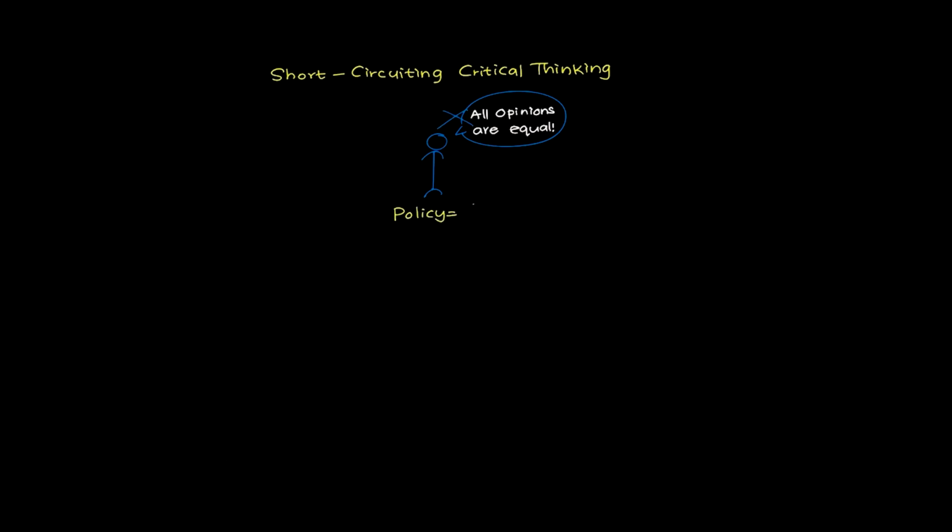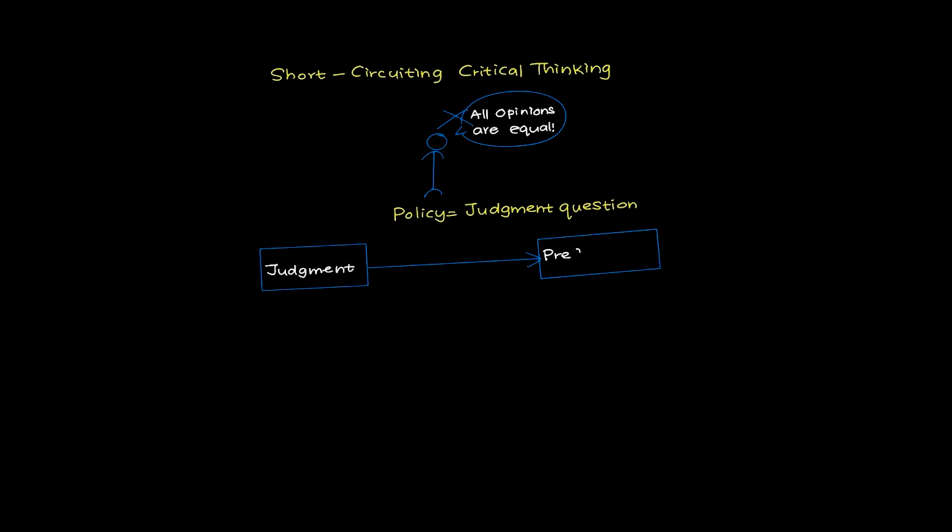A citizen dismisses a complex policy debate by saying everyone's opinion is equally valid. Paul and Elder warn this short-circuits critical thinking. The mistake? Accepting subjective responses to questions of judgment. Policy debates are judgment questions. They require evidence and reasoned evaluation, with some answers genuinely better than others. Treating them as if all opinions are equal turns a judgment question into a preference question.